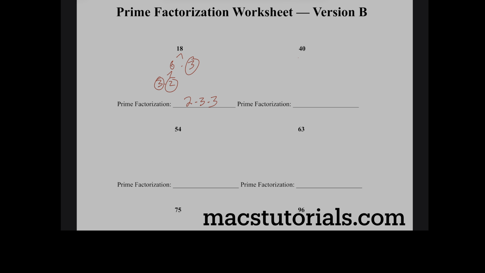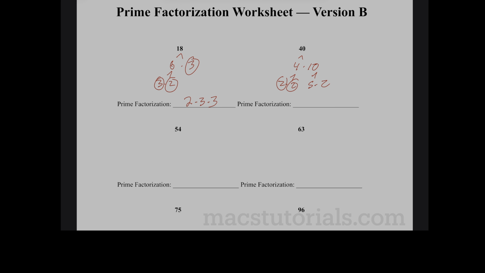Let's go 40. When I see a 0 at the end, I always multiply by 10. Though you could see that as 8 times 5 and some other things, but let's get used to zeros using 10. 4 can be 2 times 2, and a 10 can be 5 times 2. And I end up with 2 times 2 times 2 times 5.